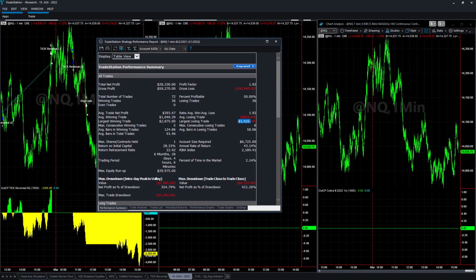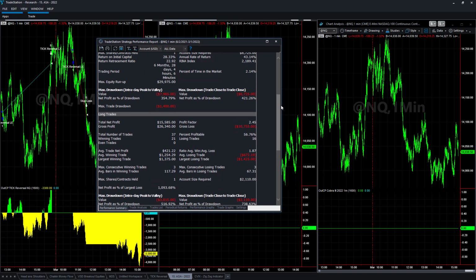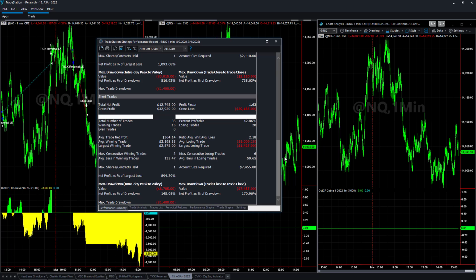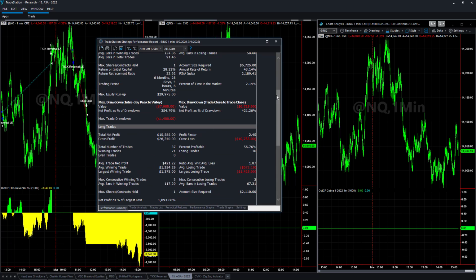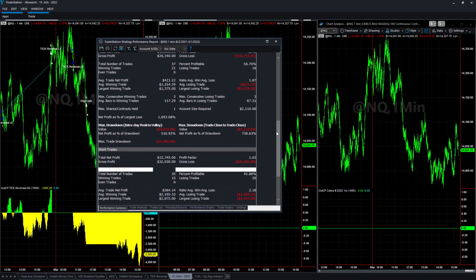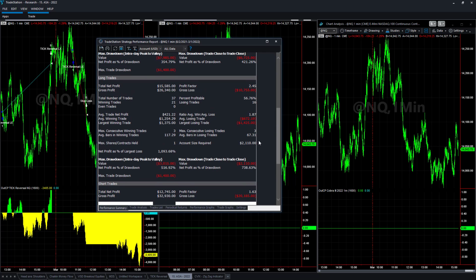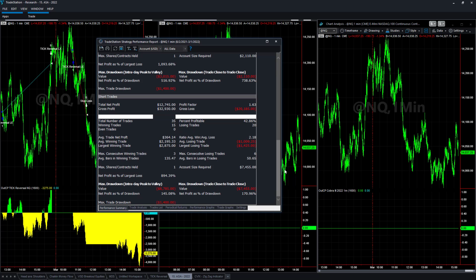Largest losing trade is $1,400 with the slippage and commission. And so these are the results the last, I guess, 7 months or so. And you can see pretty evenly split between longs and shorts. As far as the drawdown, it is much smaller on the long side, $2,000, versus the short side, $7,000.